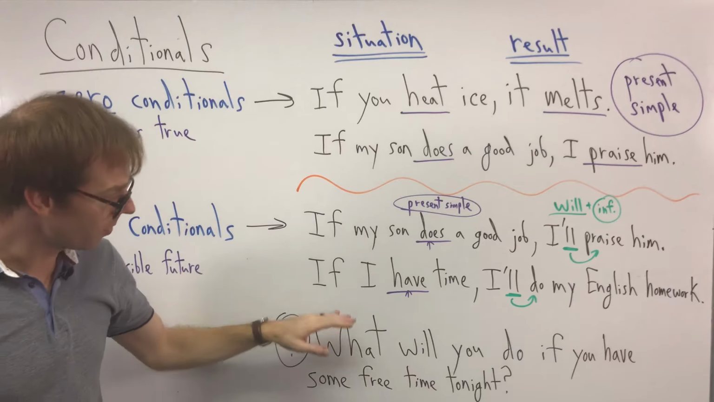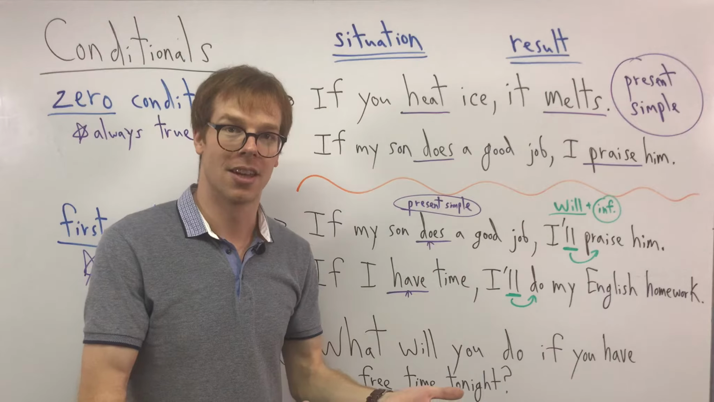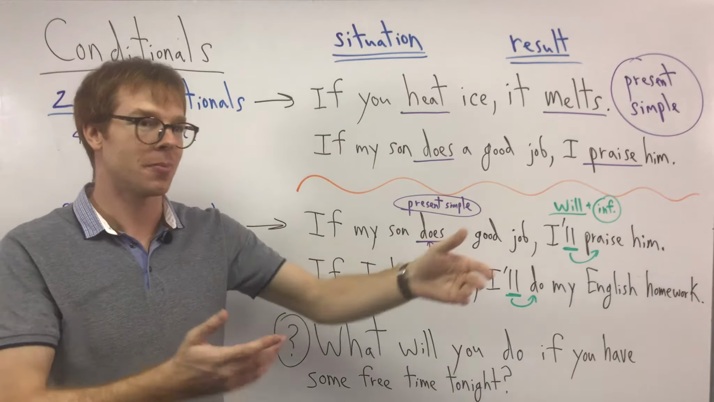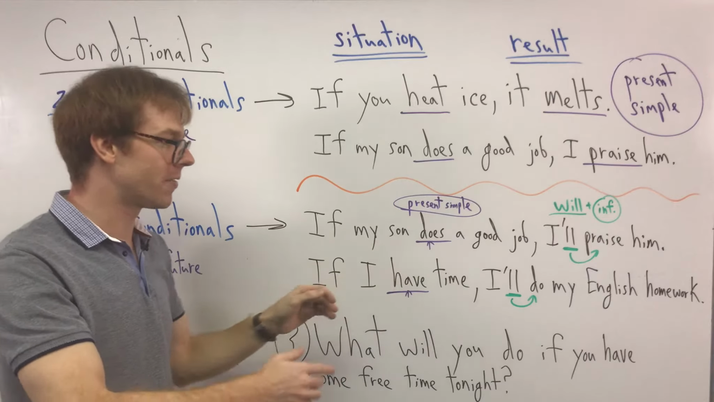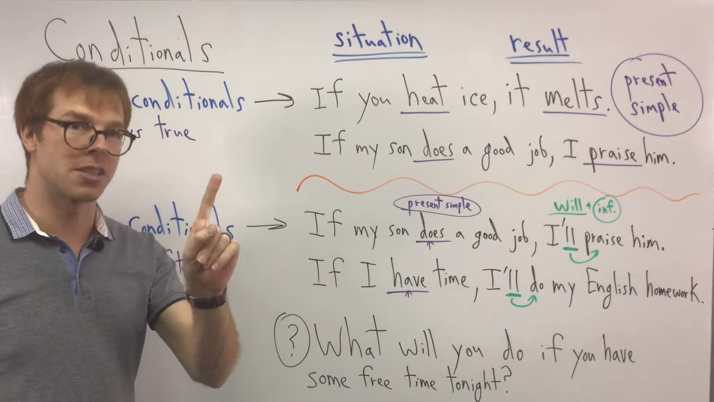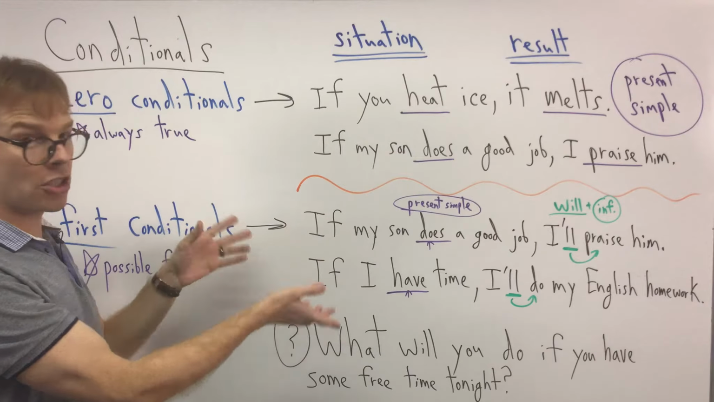Or another example, if I have time, I'll do my English homework tonight. Not every time, but this specific time. If I have time tonight, if I have time tomorrow. Specific time, something possible for my future. We've changed it a little bit, right?